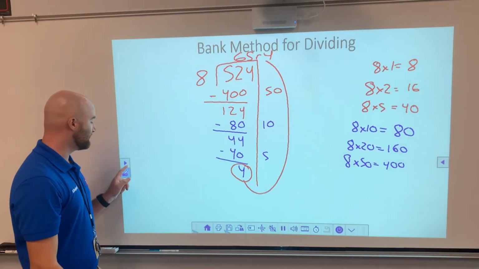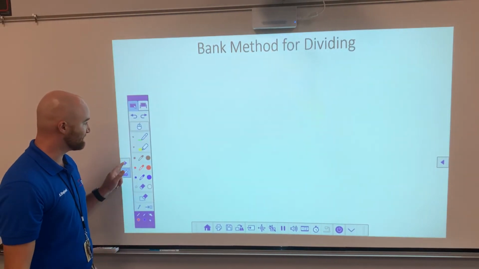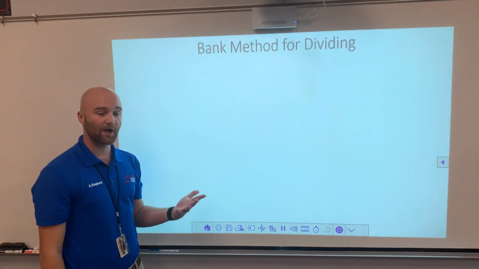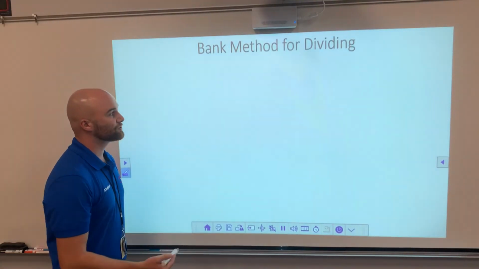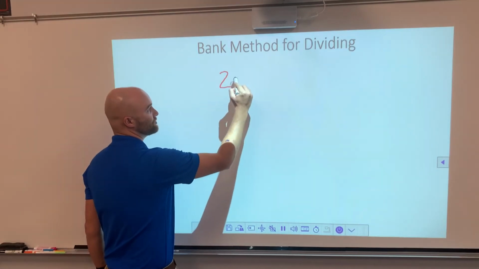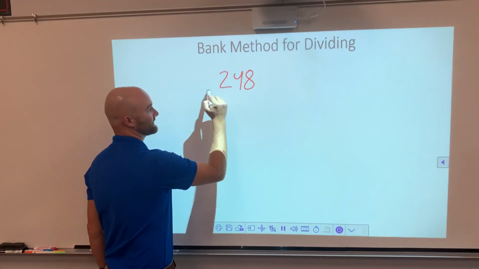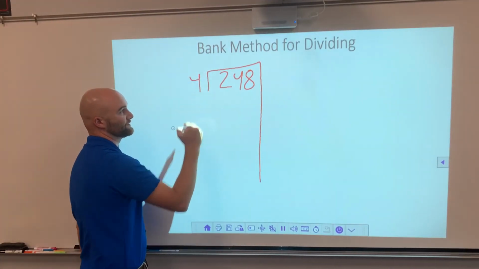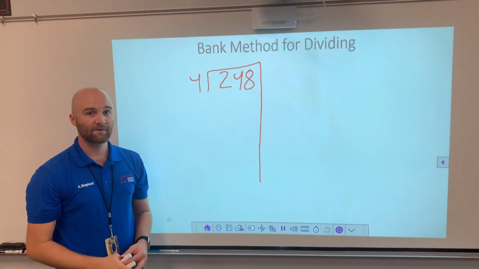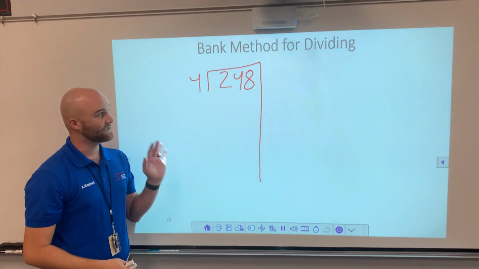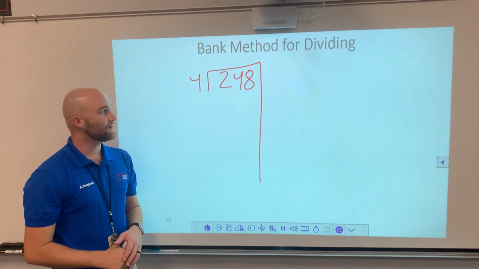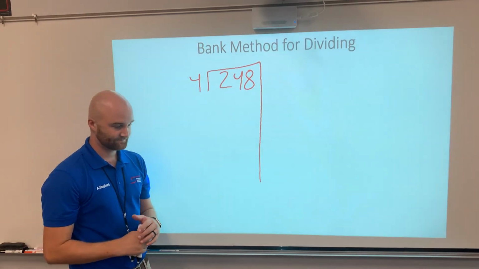Okay, now I'm going to give you one for you to try. I'd like you to try using the bank method, even if you know a different method that works better for you. I just want you to try the bank method. So try the bank method on this one. 248 divided by 4. 248 divided by 4. Go ahead and pause the video and see if you can solve this. When you're done, unpause the video and come back and we'll solve it together.